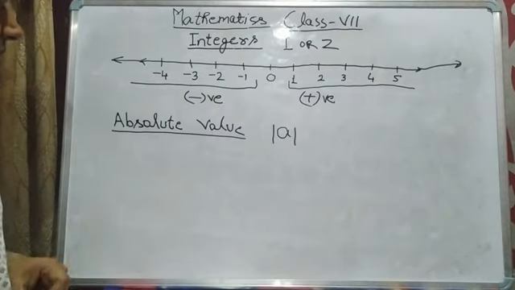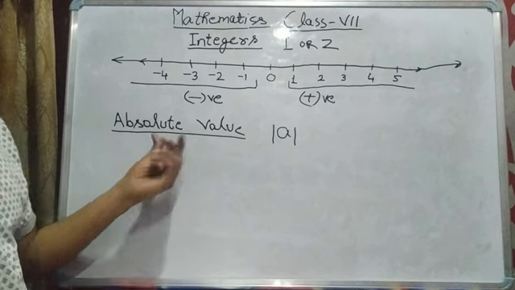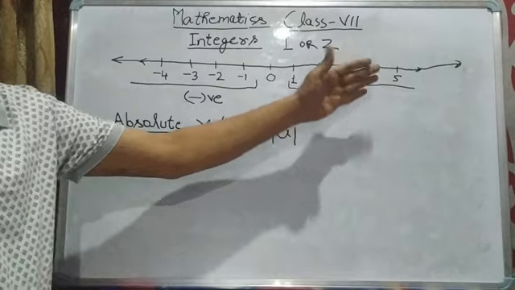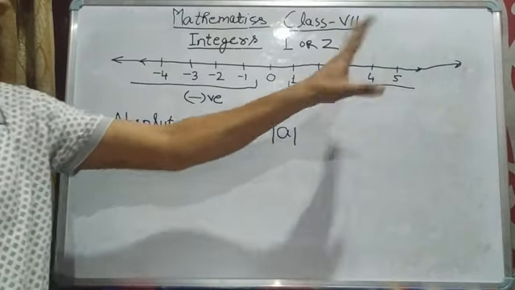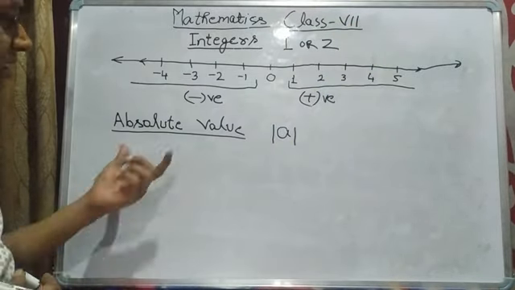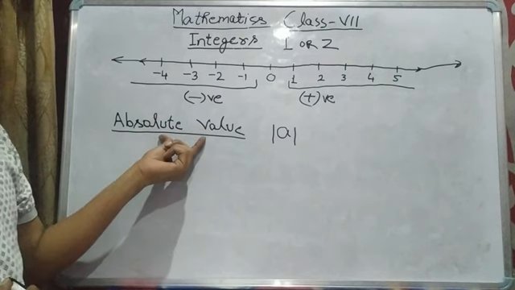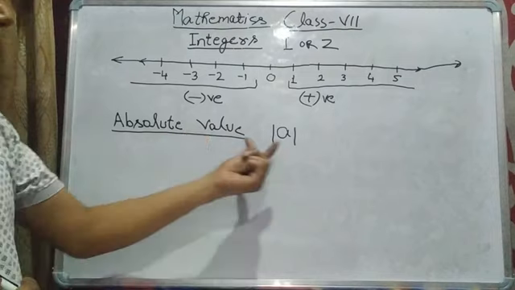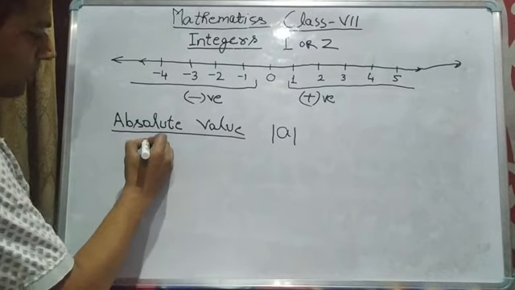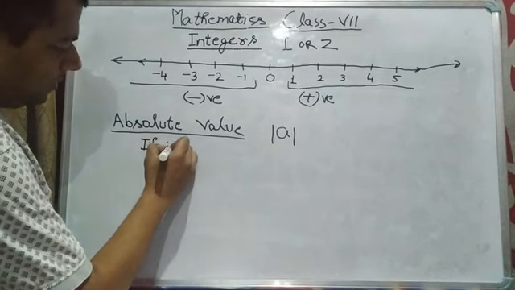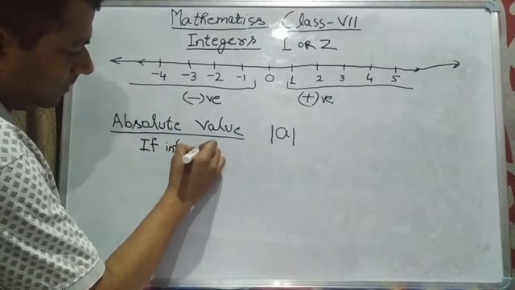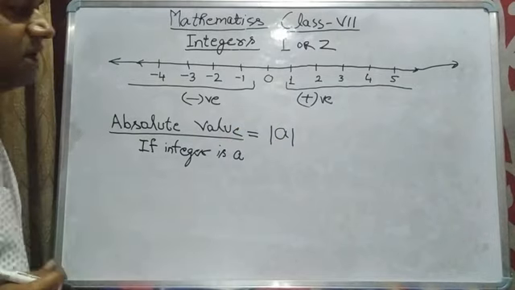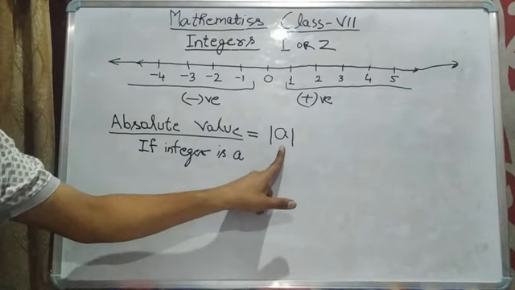The next point is the absolute value. As we can see here, minus 4, minus 3, minus 2, minus 73 or plus 61, whatever number we can consider as an integer, then we have to find out the absolute value for that particular integer. And this is the way. If the integer is a, then the absolute value is equal to modulus of a.